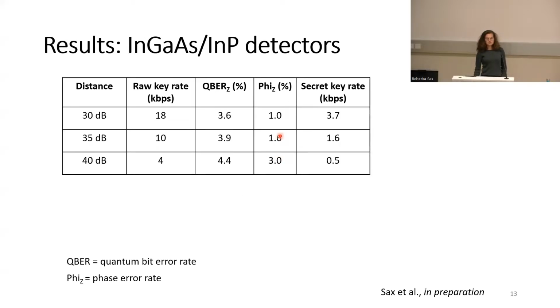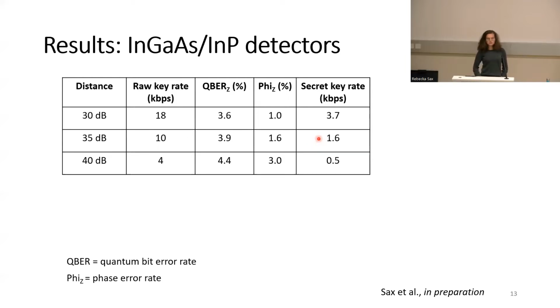Now going to the results using the InGaAs detectors. Again, here we use an emulated fiber distance between 30 and 40 dB. The first comment is that the raw key rate is much lower. This is also quite normal. We have here an efficiency of at least a fourth of that of the SNSPDs. The QBER is higher than before. This is also due to the increased jitter of these detectors as well as afterpulsing probability. And so we have a resulting secret key rate, which is totally acceptable and quite nice.